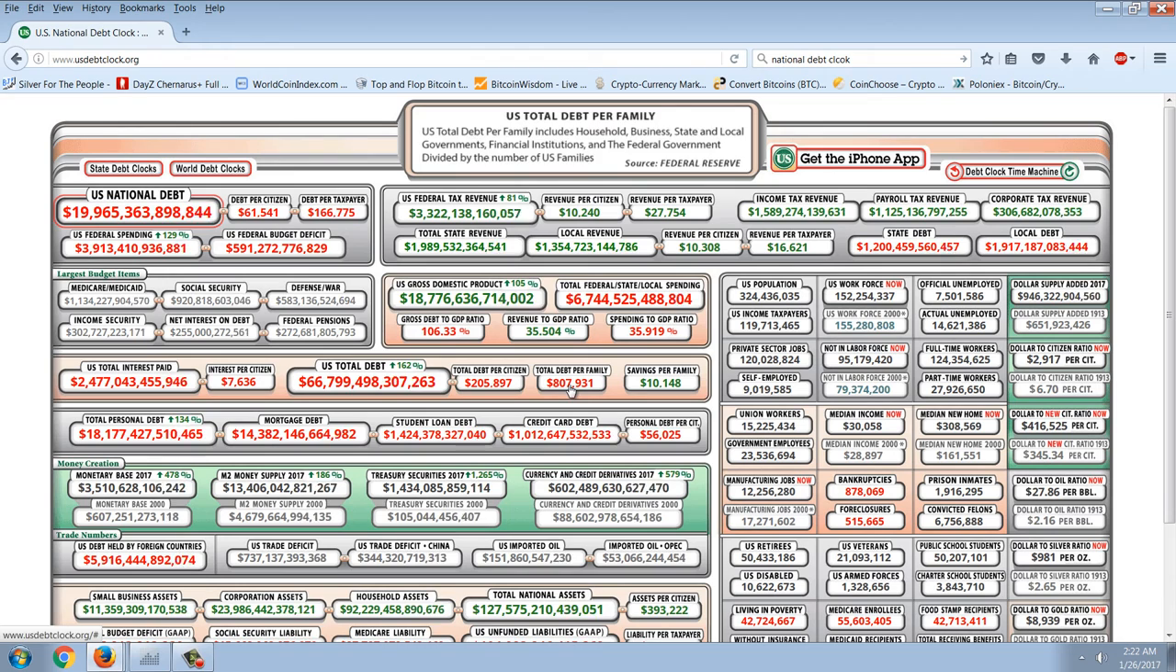But I just want to point out a couple of things here on the national debt clock. You can see we're getting near $20 trillion in national debt. So Obama almost doubled it. It came really close, but not quite. Now, let's talk about some things that really jump out at us here.